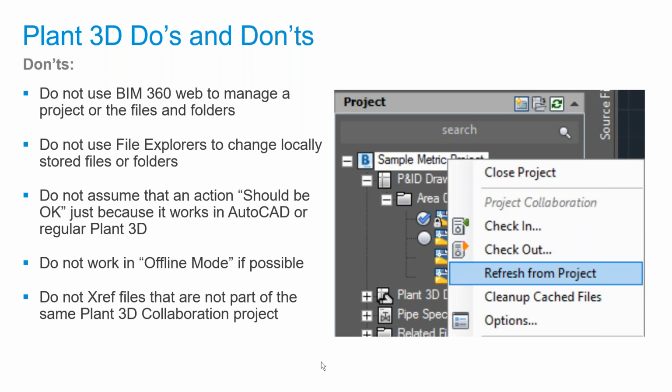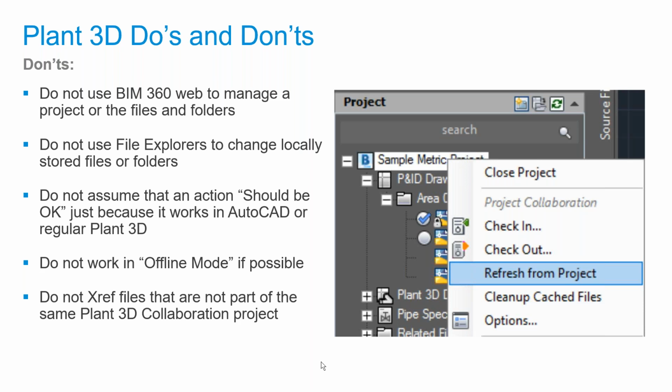Make sure that you don't use the file explorers to change the locally stored files. In other words, don't go into the collaboration cache and overwrite files. There are some cases where you can get away with that, like it'll prompt you when you open the drawing, saying, do you want to merge this into the project, and that's okay, and then you can check it in. But in general, it's better to just do everything through Plant 3D Project Manager. That way it can run checks on it as it comes in and out and do it properly.